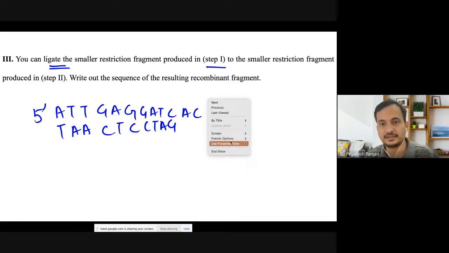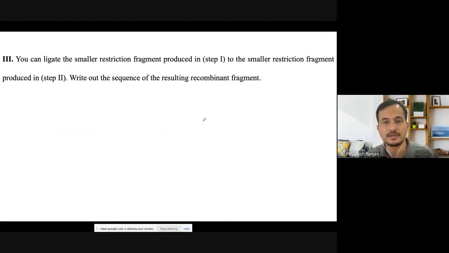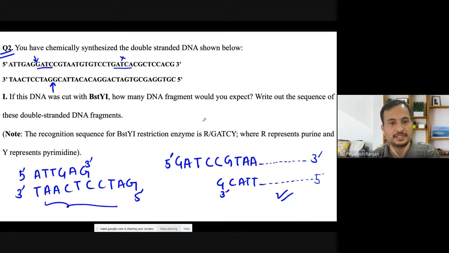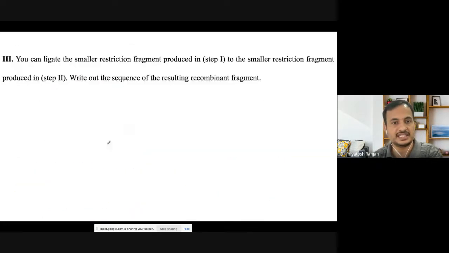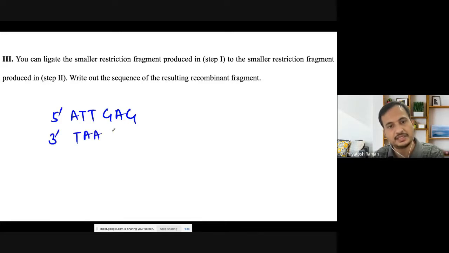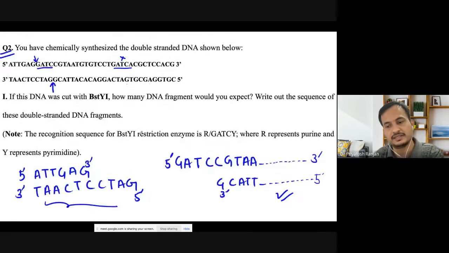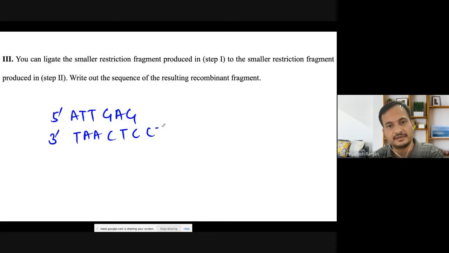Maybe I can use a different color. Let me rewrite. ATTGAG coming from BSTY1, 5 prime and then 3 prime TAA, CTC, and then CTAG. Fine.